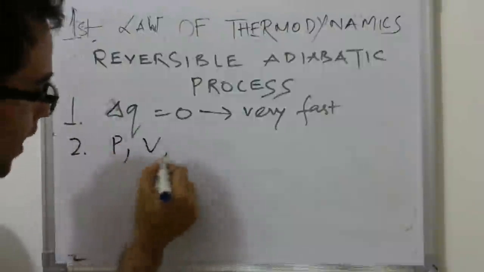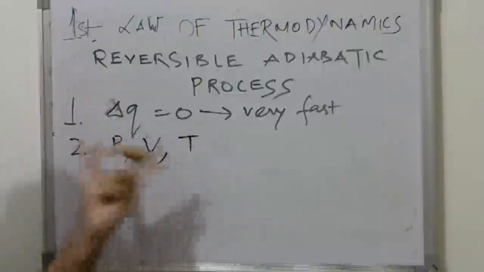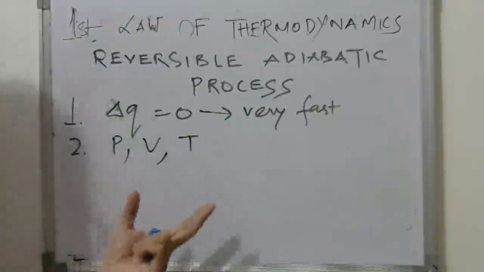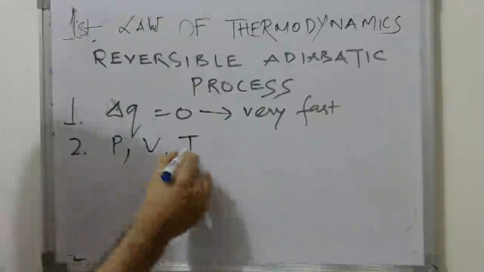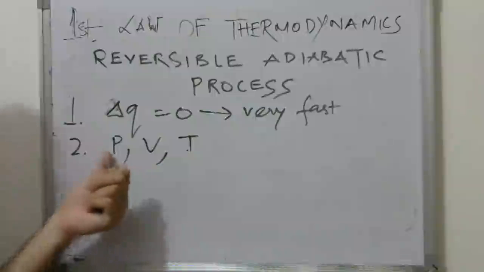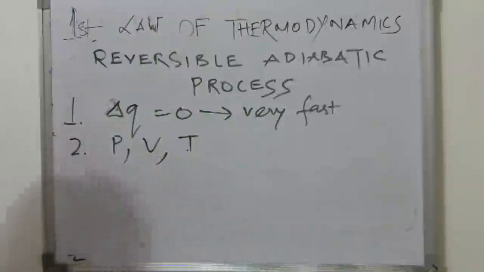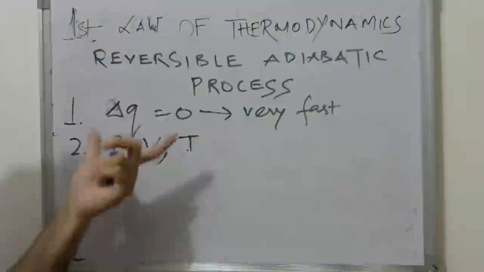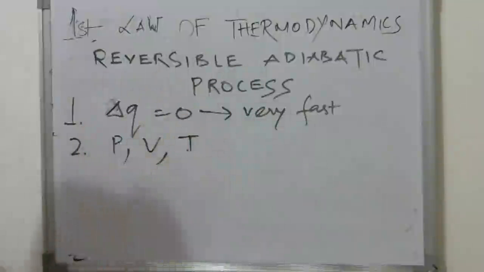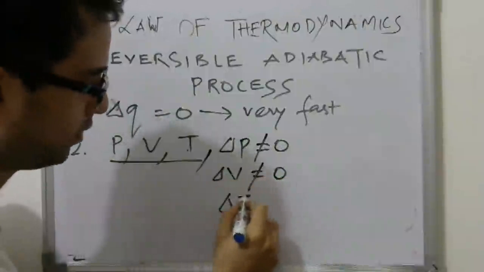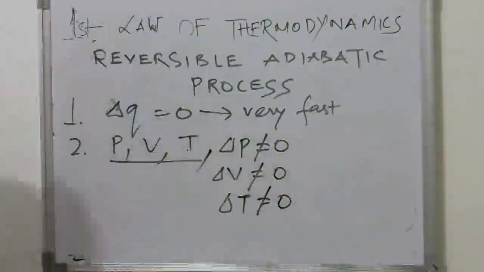pressure, volume and temperature, these three parameters vary simultaneously in an adiabatic process, unlike an isothermal or an isochoric process. In an isothermal process, temperature is constant. In an isochoric process, or the constant volume process, as the name suggests, volume is constant. But for a reversible adiabatic process, these three vary as well. So your del P not equal to 0, del V not equal to 0, and del T not equal to 0. Please remember this.